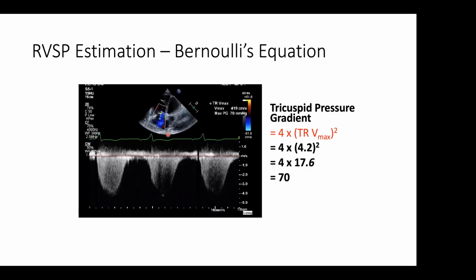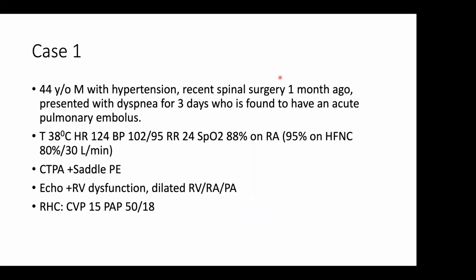And if you add your RAP, your right atrial pressure, to this tricuspid pressure gradient, you will get your estimated RVSP, or again, if there's no obstruction between your RV and your pulmonary artery, your RVSP is just going to be the same as your PASP. Okay, let's do some cases. Let's do some doctoring.